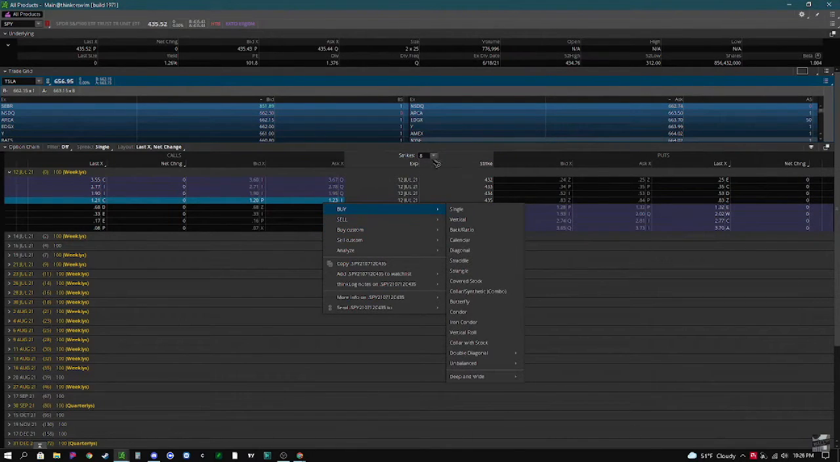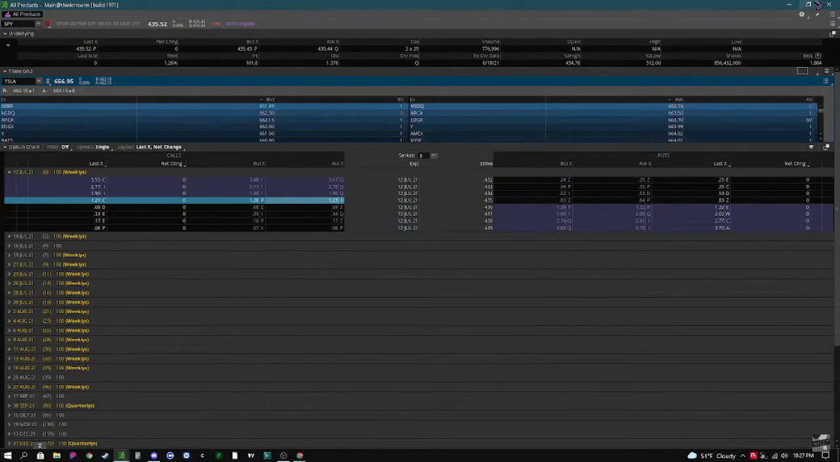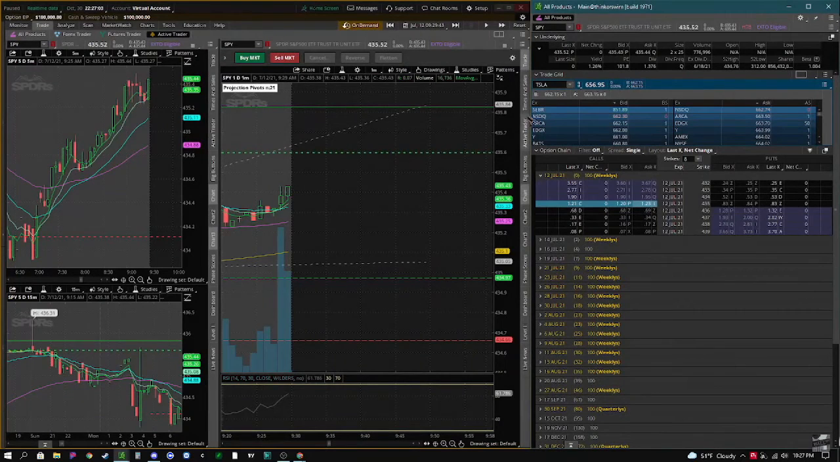So we have 8 strikes here. You can adjust that. I only need to really see 8. I only like to see 8 because then I can see some good price differences between the premiums that are going on. So let's put this back now.